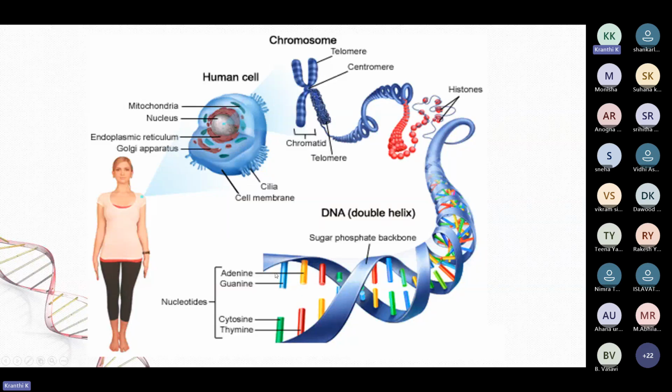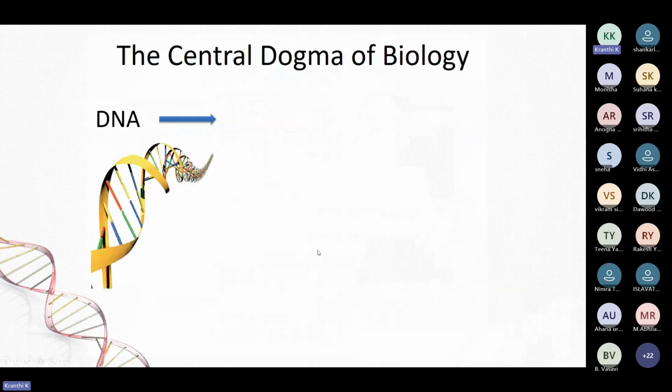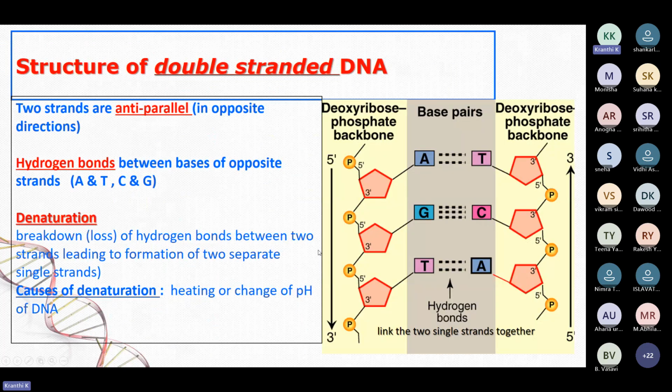The nucleotides are the phosphodiester strands. Okay, these are the phosphodiester strands, right? So these strands will get separated, okay, based on the chemical compounds we use. So breakdown of hydrogen bonds between two strands leading to the formation of two separate single strands, right? So what does the denaturation do? It will break the two strands. Where it makes the cutting, it cuts the base pair connection, hydrogen bonds, so that this will become a separate strand and this will also become a separate strand.